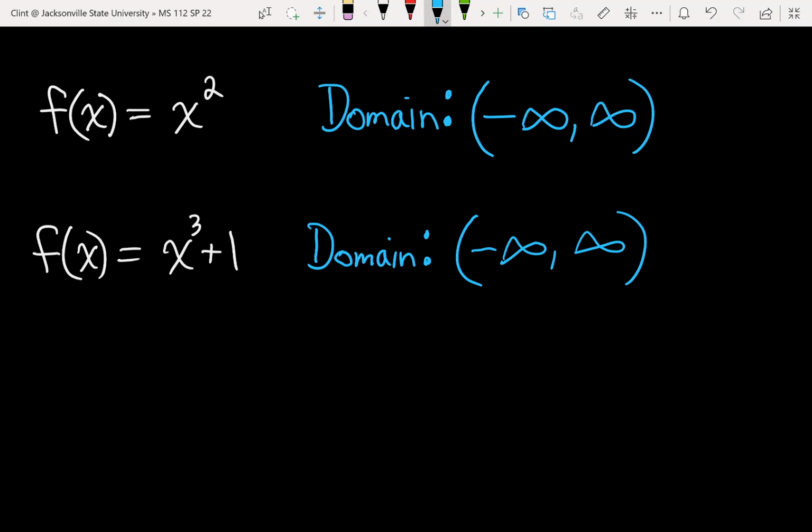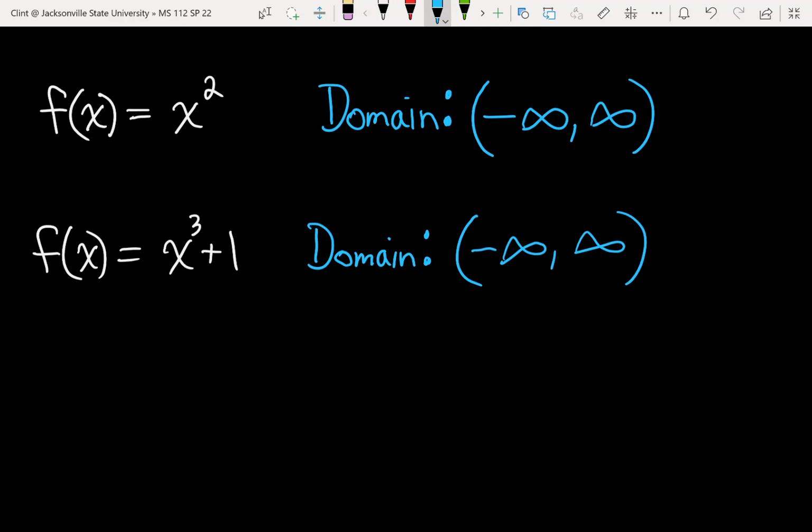So that's true, and that's a common thing. There are an infinite number of functions out there, all these different polynomials where our domain's all real numbers. That's no big deal. So if you run across some where the domain is just all real numbers, that's okay. That's normal.